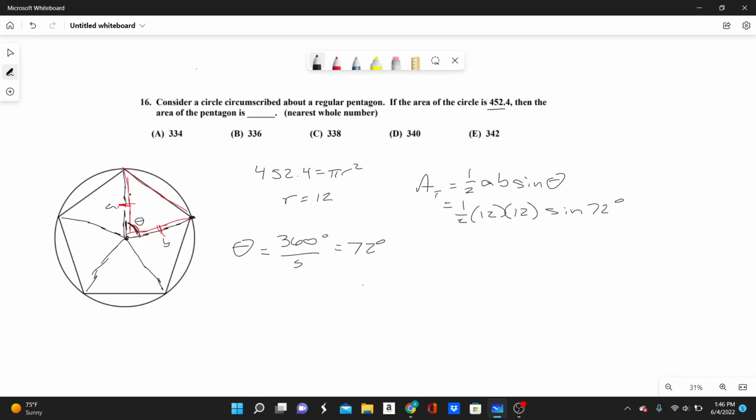And now since the pentagon is made up of 5 of these triangles, to find the area of the pentagon, or A sub p, we can just multiply by 5. And when we do this, let's see, 5 times 1/2 times 12 times 12 times the sine of 72, we get a value of 342, which is answer choice E.